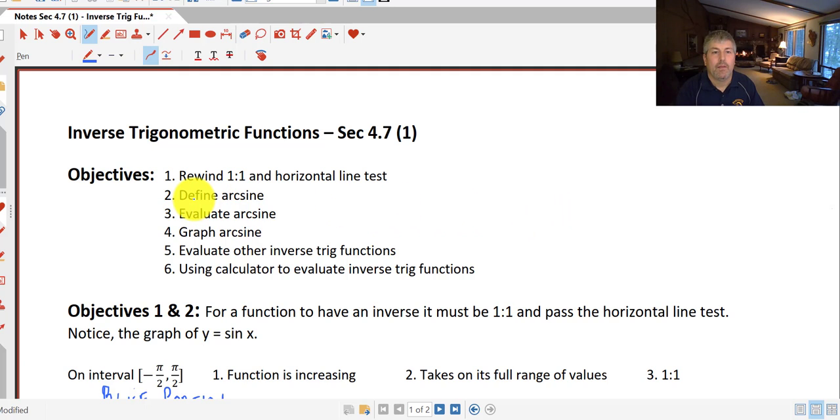Welcome back. The objectives of this video are to explore inverse trigonometric functions. We're going to rewind and take a look at the horizontal line test. We'll define arcsine and evaluate it. We'll graph the arcsine function. We'll evaluate other inverse trigonometric functions, and then we'll use our calculator to evaluate inverse trig functions.